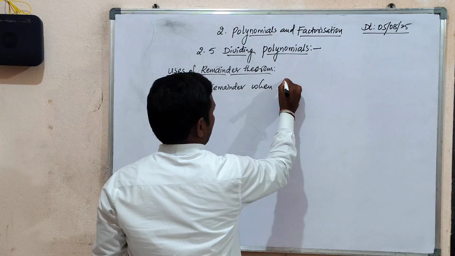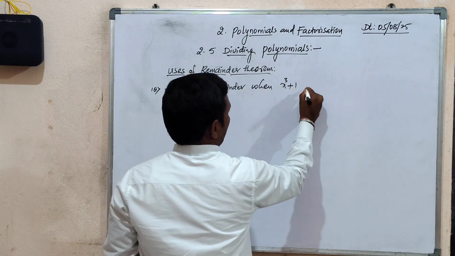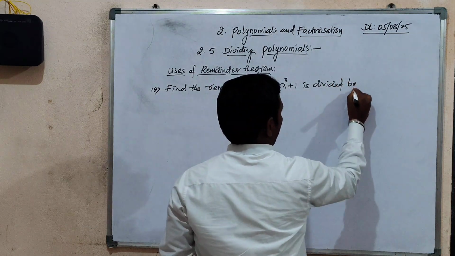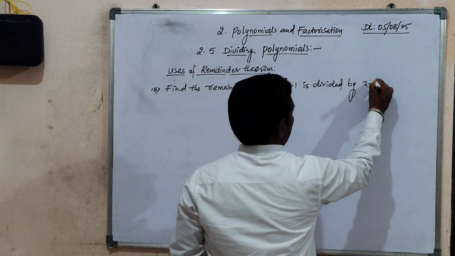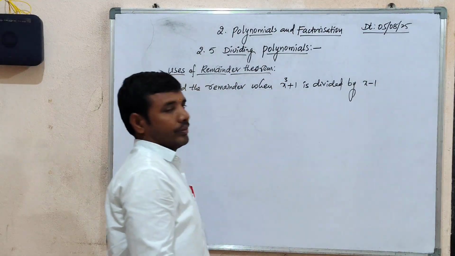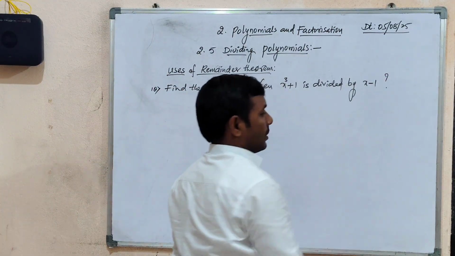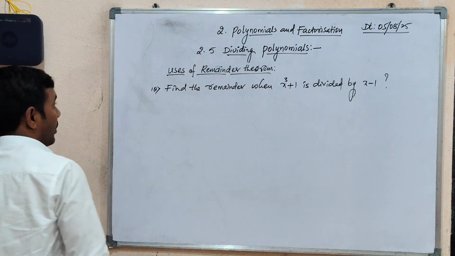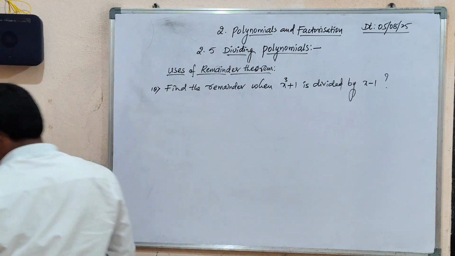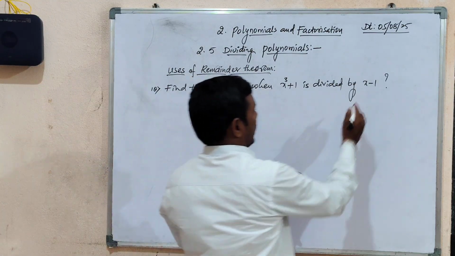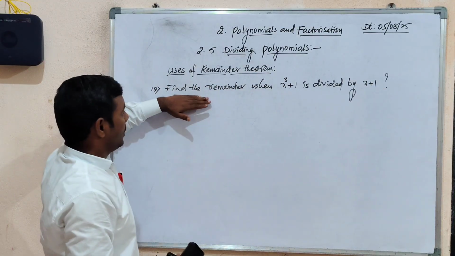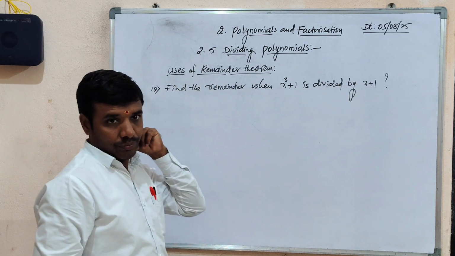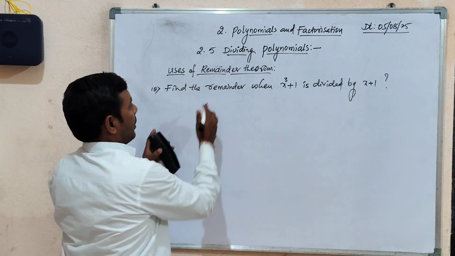x cube plus 1 is divided by x minus 1. This is one small question. Okay? Better to take x cube plus 1 divided by x plus 1. Question 7. Find the remainder when x cube plus 1 is divided by x plus 1. Just we are expecting remainder only.